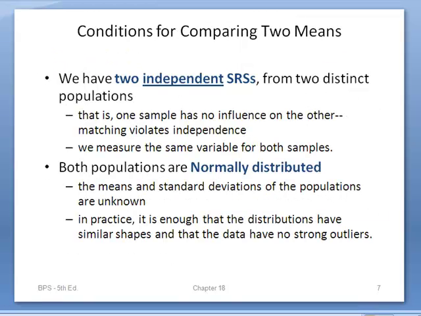So for the conditions for comparing two means, we have two independent simple random samples from two distinct populations. That is, one sample has no influence on the other, so matching violates that independence, as we've said before. We measure the same variable for both samples. Now, both populations are normally distributed, and the standard deviations of the populations are unknown. And in practice, it's enough that the distributions have similar shapes and that the data have no strong outliers.